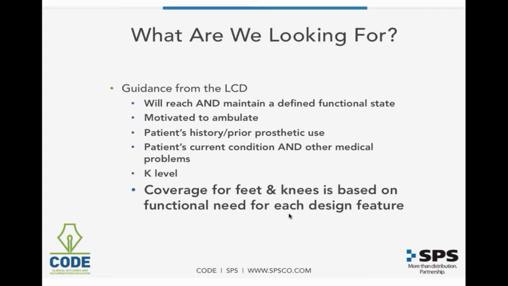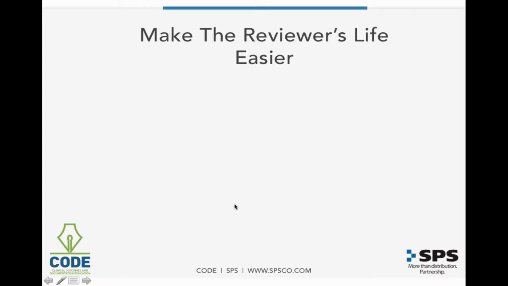Feet and knees do. So what they're basically saying is if you're going to bill for a foot or a knee and it has different design features or different add-on codes that go with it, then you need to explain what the functional need is for each of those features. And that's often missing in our P&O notes. We have these general notes that often cover all this, but not this particular part.